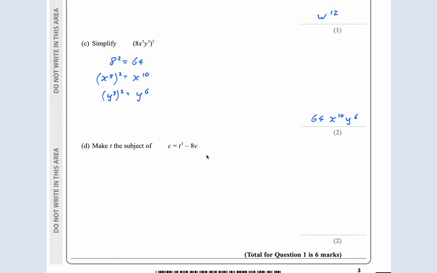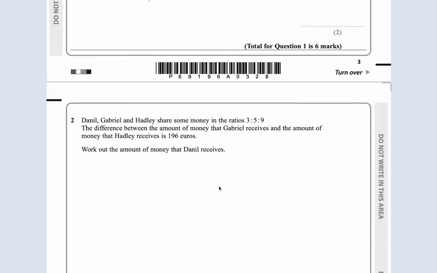Make t the subject. Okay, firstly guys, I'll just swap them. t cubed minus 8v equals c. I've just said this equals this. Then I'll add 8v, so c plus 8v, add that to the side. And then to get rid of the cube, I get the cube root. So t is equal to the cube root, I put a little 8v, and I put a little 3 here. The cube root. Okay, that's question 1.